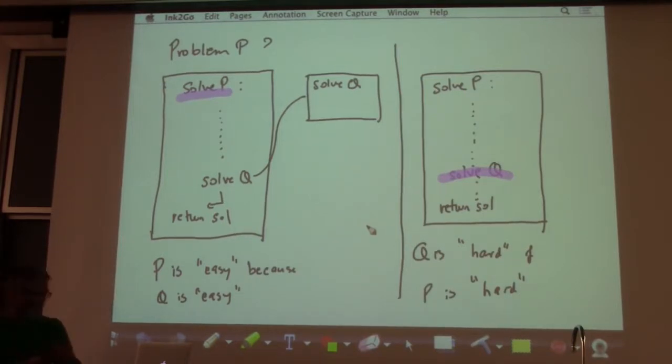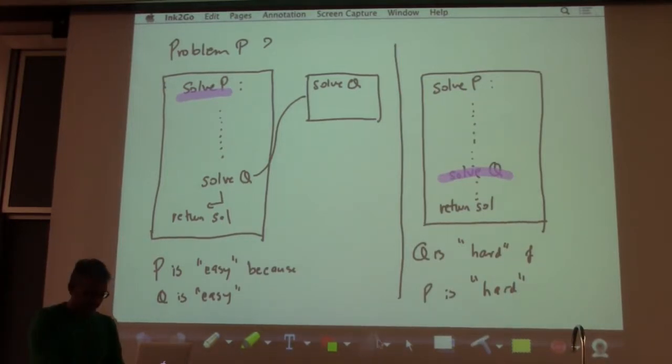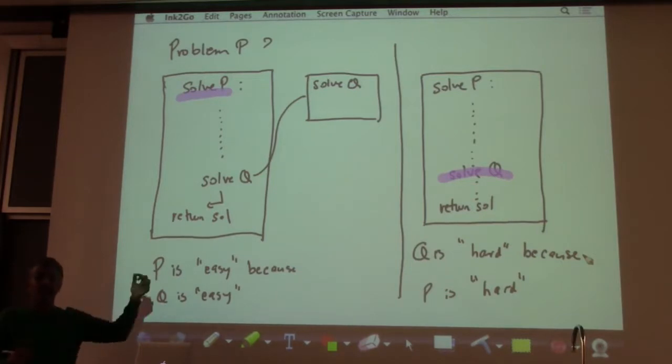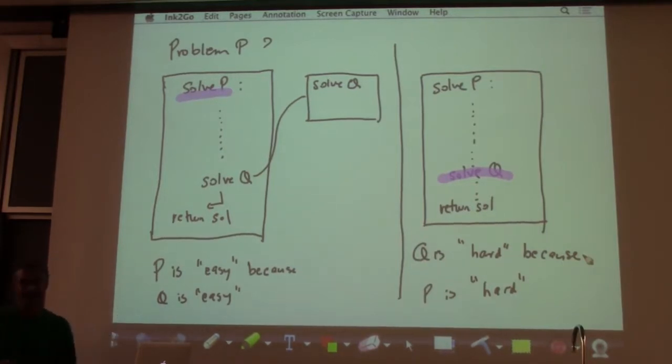I should have written here to be more precise. I should say... so this is just a contrapositive, meaning, you know, if A implies B, then not B implies not A. That is what I'm using.